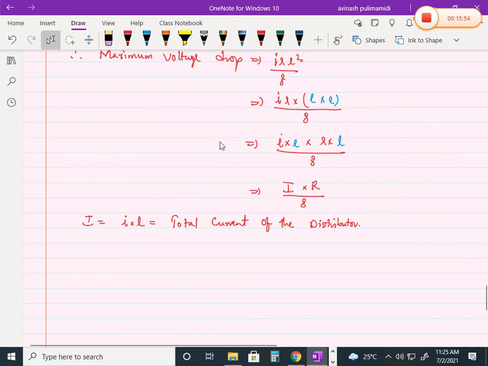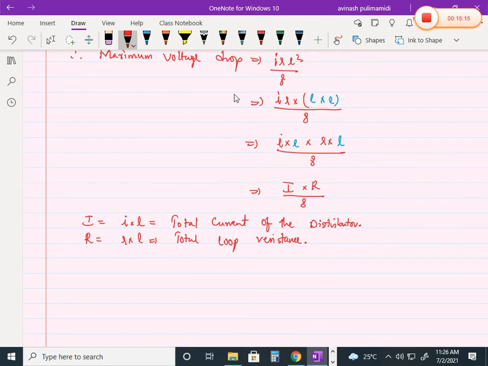And next, capital R is small r into l, the total loop resistance. So therefore the maximum voltage drop occurring at midpoint is I into r into l square divided by 8.